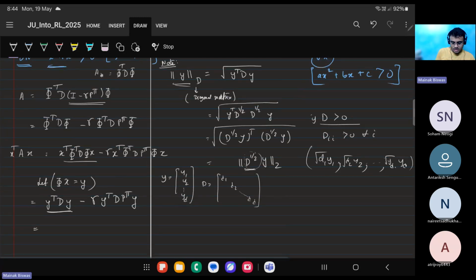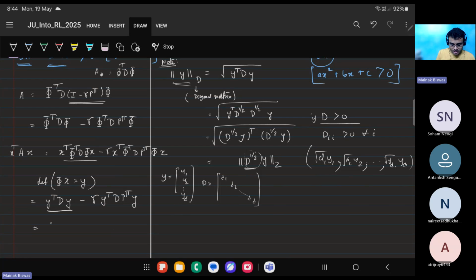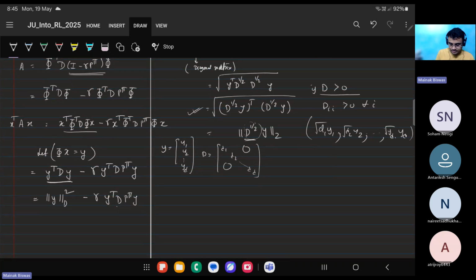Now, the first term I already know. What is the first term? It is the D norm of y squared. Yes or no? No problem, that's what I proved over here, by definition. But the second term is the problem. I have this P pi matrix coming in. What do I do with that? So let us try to write this down once and see what this turns out to be.